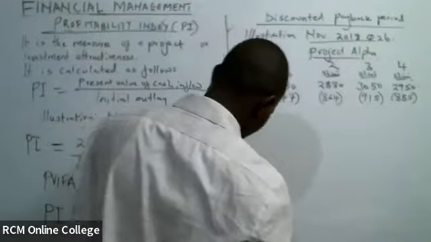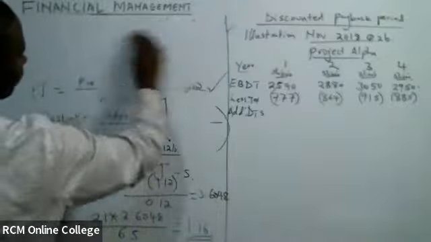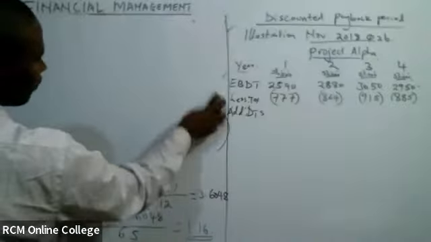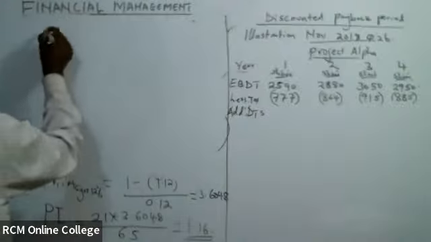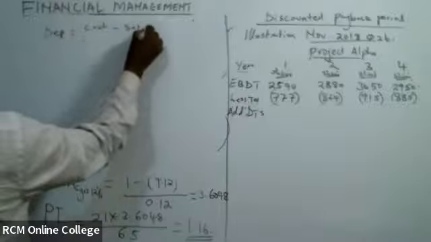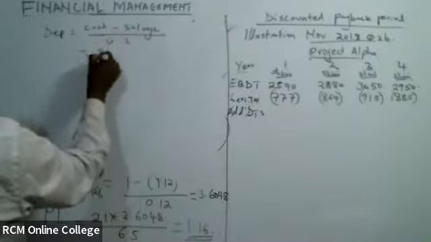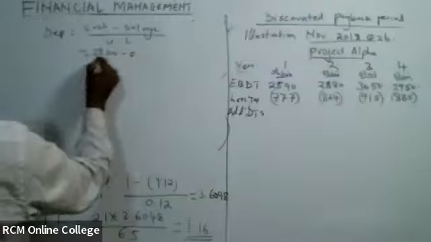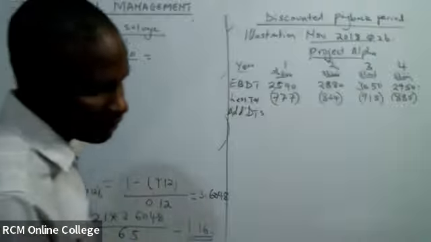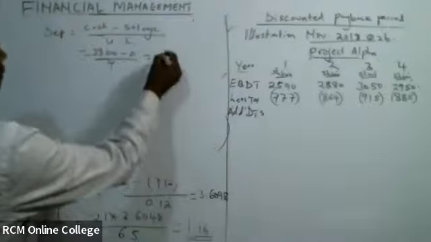So DTS, I know it's tax times depreciation. So I have first of all to identify the depreciation. First, we do the depreciation. Depreciation for project Alpha. What is the cost? I know they told us to use straight line. So depreciation will be given by cost minus salvage divided by useful life. They told me salvage is 0. Here I have 3800 minus 0 divided by 4. What will that be? Yes, it is 3800. So can you give me that? It's 950.